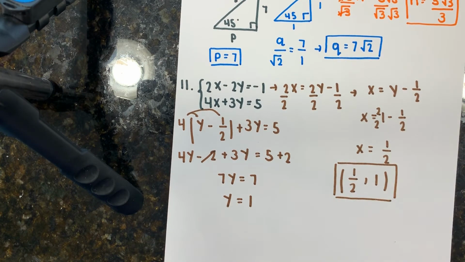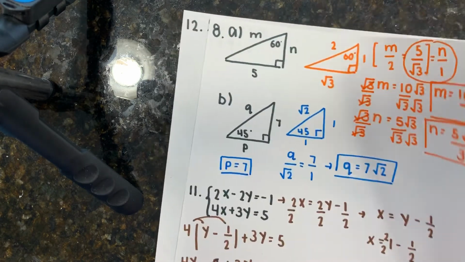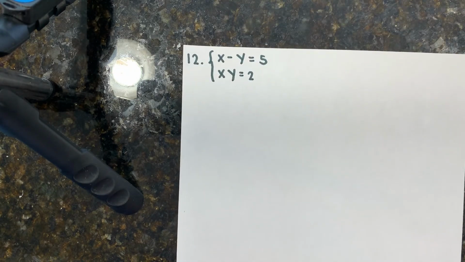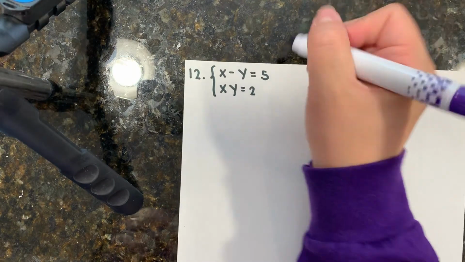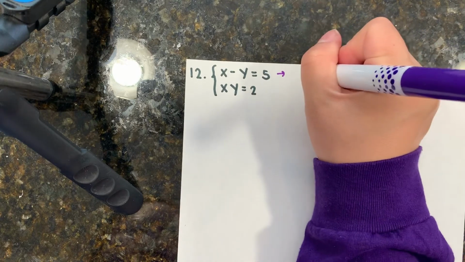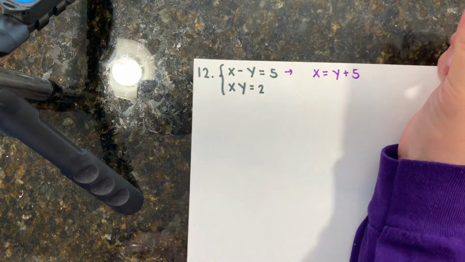So you have to solve that one by substitution. If you did it by elimination, it would be considered wrong. Then the last one that we're going to do is number 12. I'm going to start by solving for x in the top equation. So x is going to be equal to y plus 5.